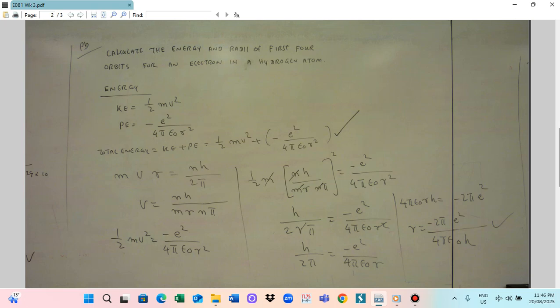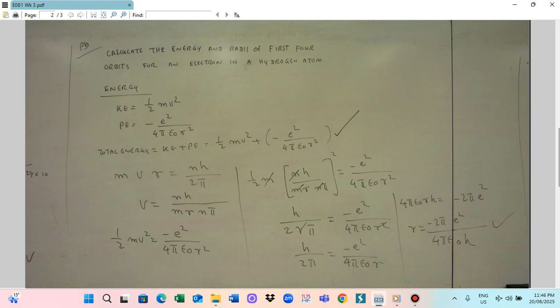Electron energy: KE, the kinetic energy, is half mv squared, and the potential energy PE is equal to minus e squared divided by 4 pi epsilon zero r. So the total energy is equal to KE plus PE. That will be half mv squared plus minus e squared divided by 4 pi epsilon zero r. So this is for the total energy and the KE and PE.